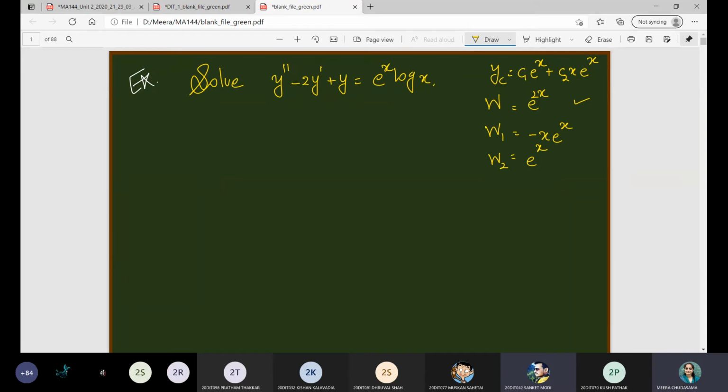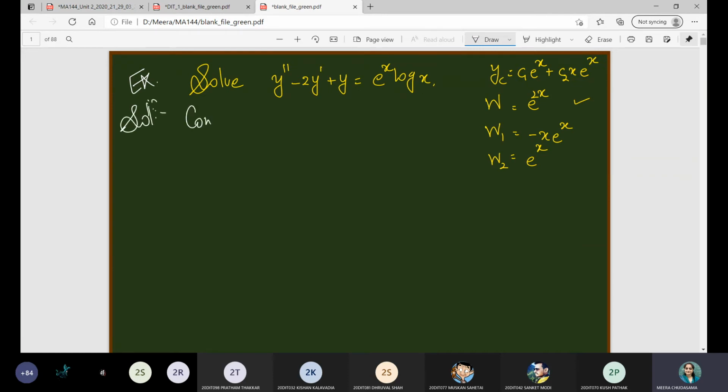Now, the particular integral. Okay, please mute yourself. Okay, let me solve for those students who are not able to get it.